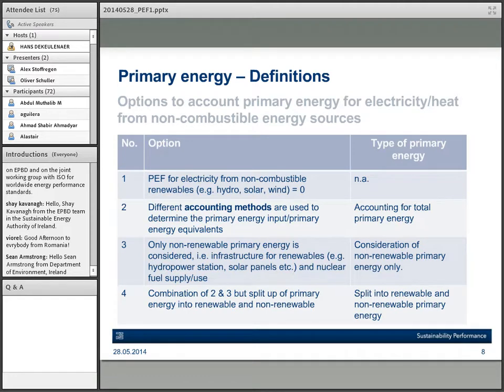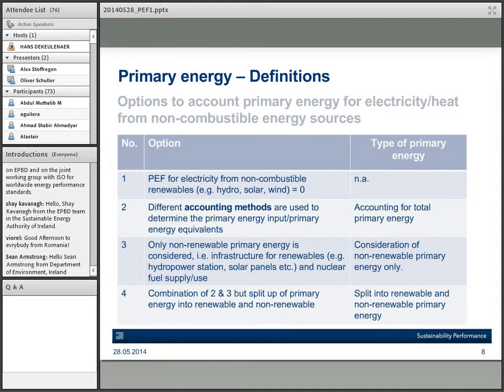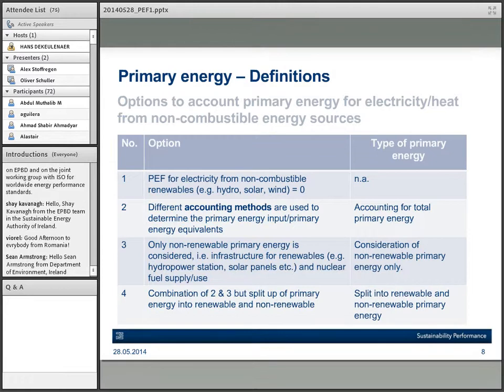Or I have a combination, let's say, of option 2 and 3, which is non-renewable primary energy, which I have for the renewables only for infrastructure. And then again, the primary energy equivalents or technical conversion factors to determine the primary energy input to actually produce the electricity.